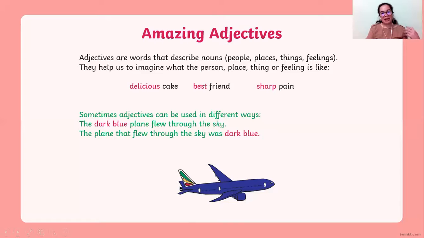It can be a shape, a size, color, feelings, taste, or temperature. That is an adjective. Everything that describes the noun is what you call an adjective. So let's have some examples here.